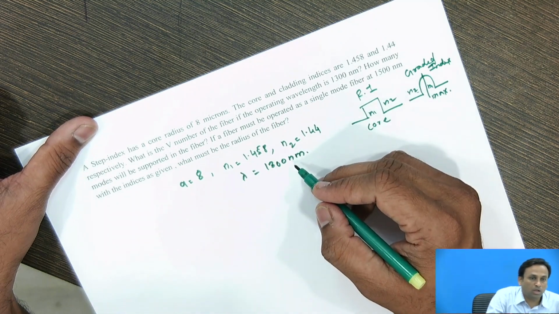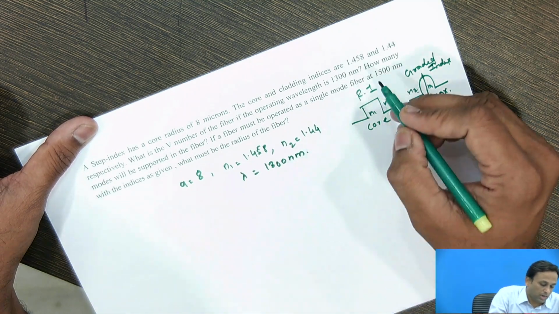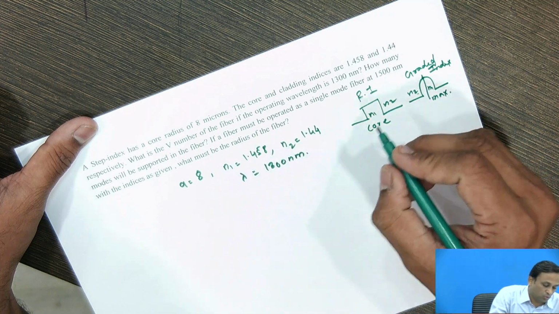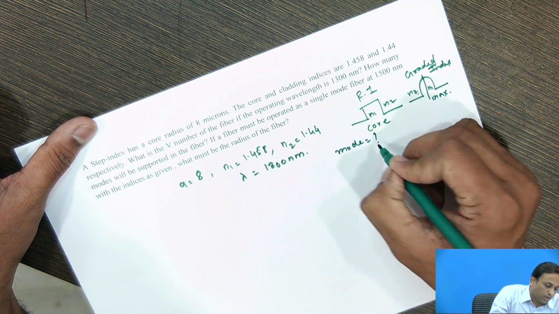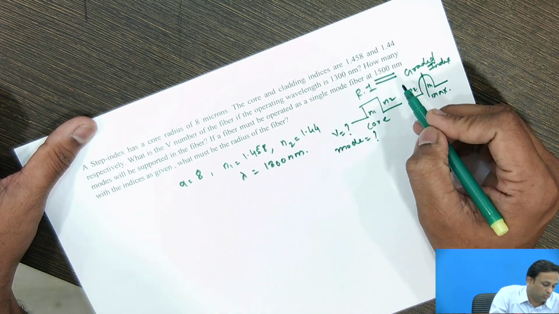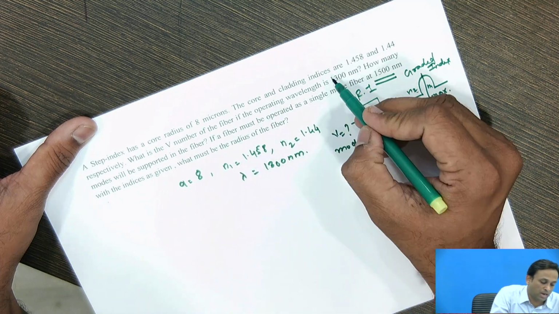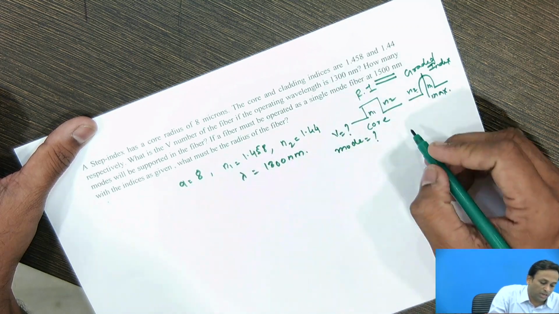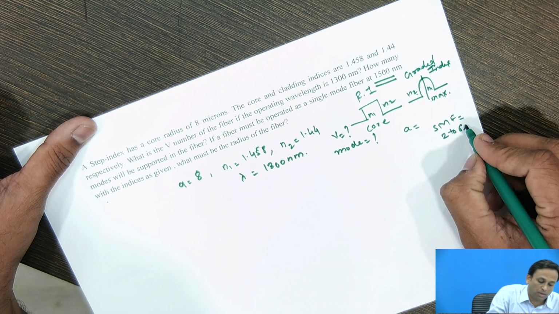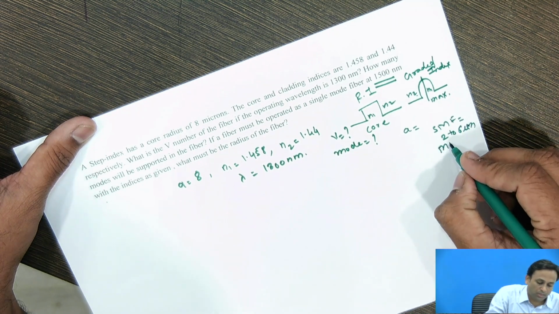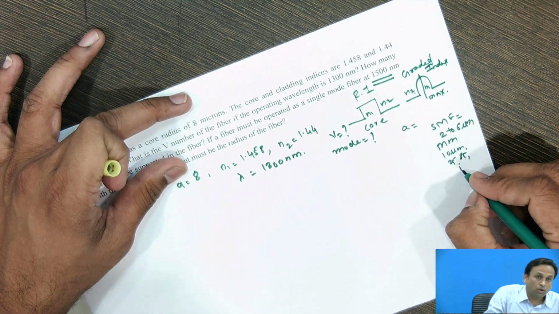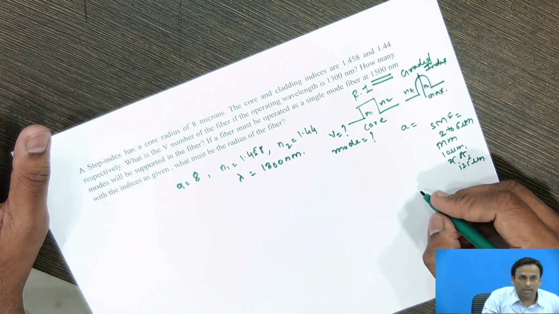So we need to calculate the V number, and in the second statement they have asked how many modes will be supported in this fiber. So we need to calculate the number of modes and V number. And if it is operated in single mode at 1500 nanometers with the same indices, what will be the radius now? Because as we know, in single mode fiber it is up to 2 to 6 micrometers, and for multimode it is 10, 25, 85 and 125 micrometers of diameter.